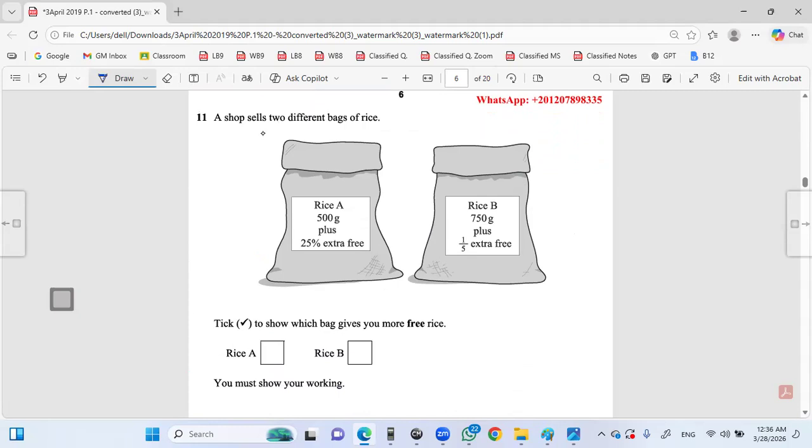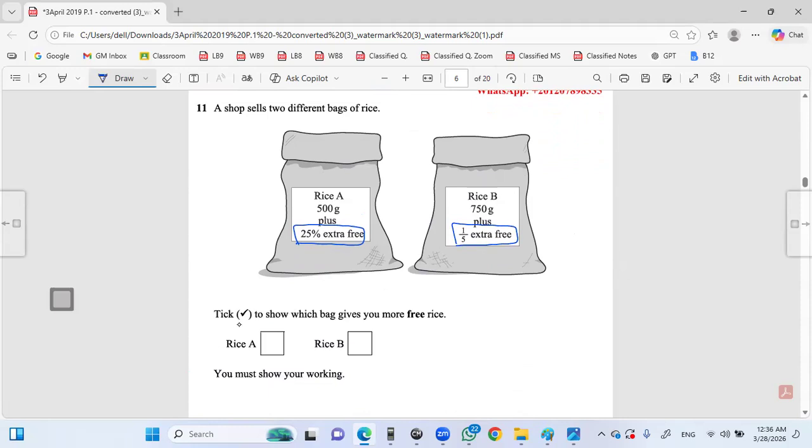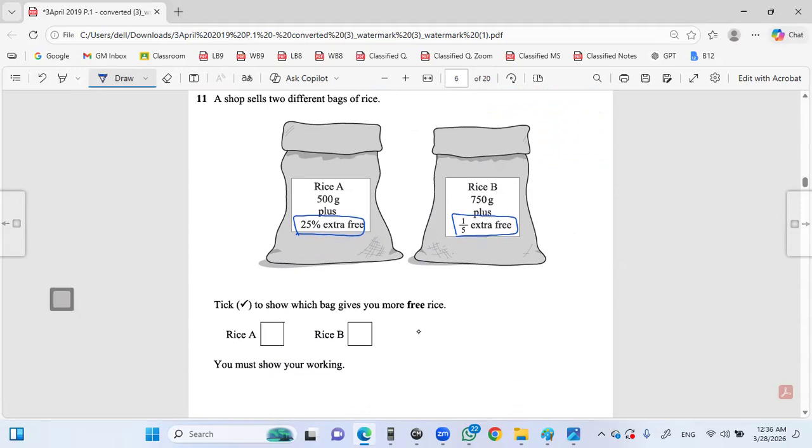Here, they're giving you a shop sells 2 different bags of rice. Rice A, which is 500 grams, plus 25% free. And this one, 750 grams plus 1/5 extra free. They're asking you, tick to show which bag gives you more free rice. More free rice, this means I need to find what is 25% of 500, and also I need to find what is 1/5 of 750.